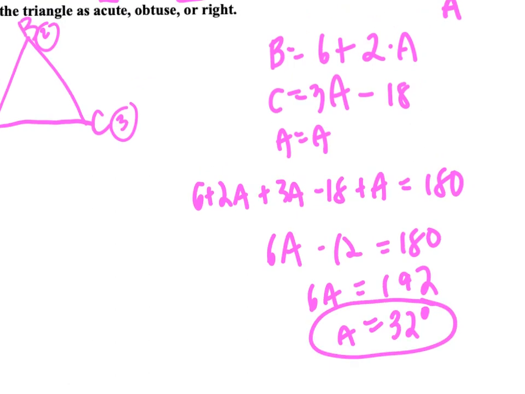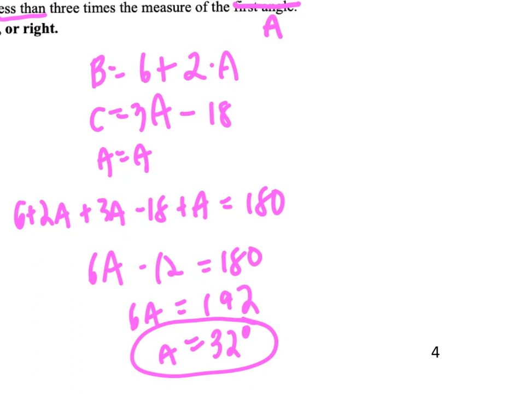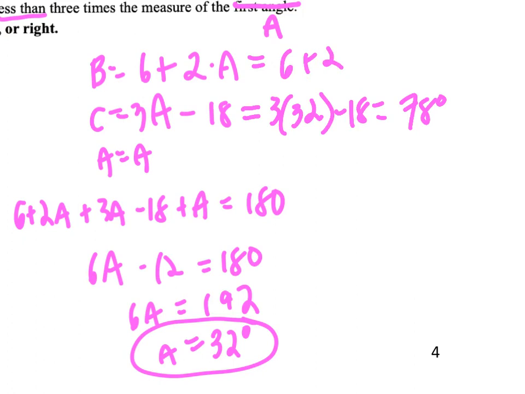Okay. Now I can actually substitute these values in, right? So I can find out what C equals. So C equals 3 times 32 minus 18. 3 times 32 is 96, minus 18 is 78. So this is 78 degrees. Okay. And then finally, we have 6 plus 2, going to substitute 32 in for A. Okay. And then I have 2 times 32 is 64 plus 6, which is 70.